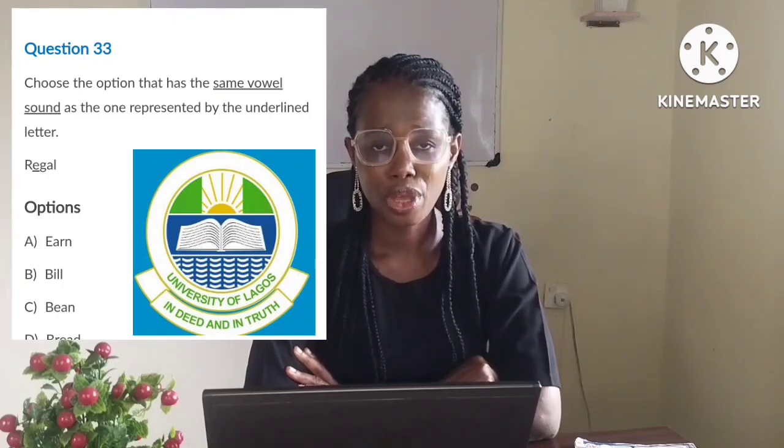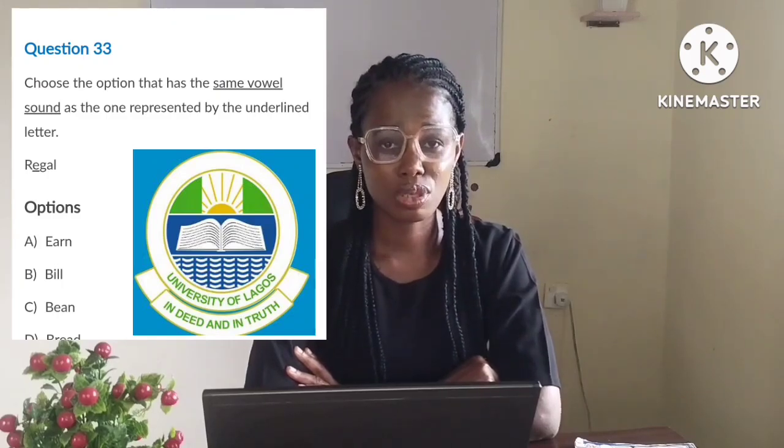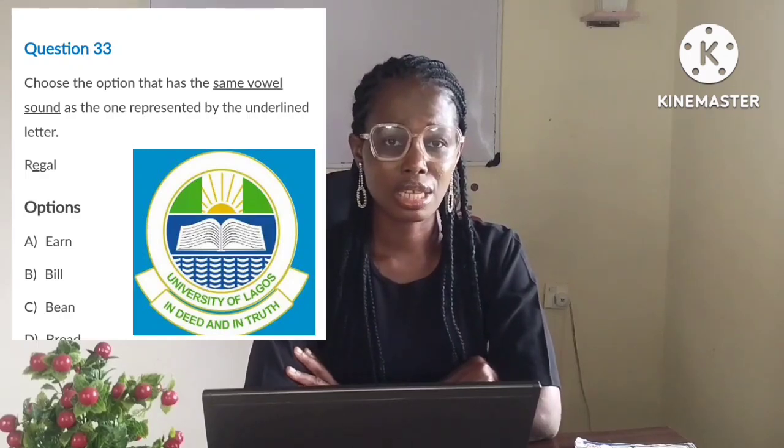Option B, you have bill. When you have I between two consonants and the I is pronounced as short E, just like you have pin, bit, bits. You can think of so many of them.